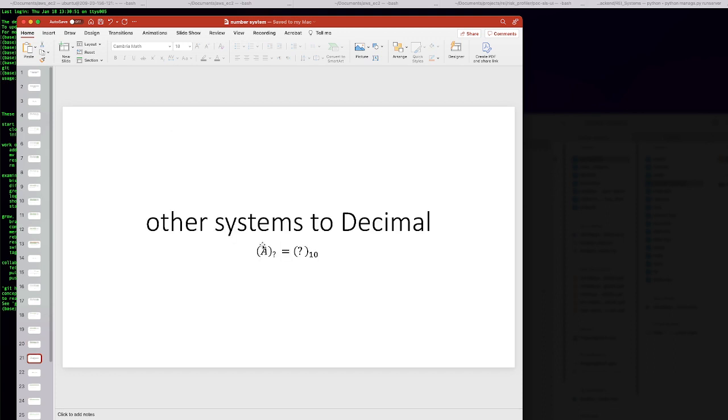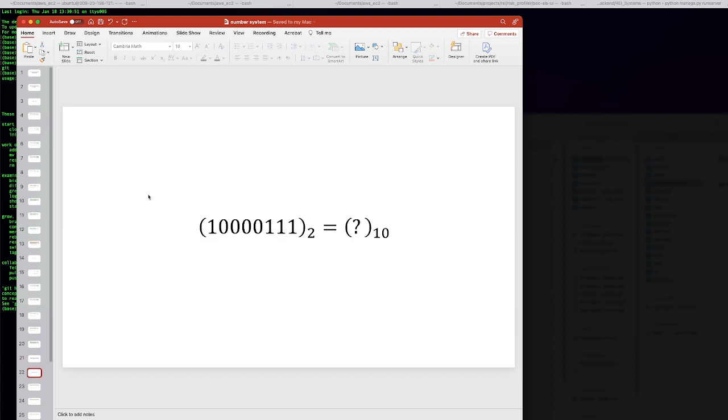So now let's look at it the other way around. It means that we want to translate from other systems to the decimal system. Let's see it through some examples. For example, we want to see what the equivalent of 10001111, which is in the binary system, is in the decimal system.